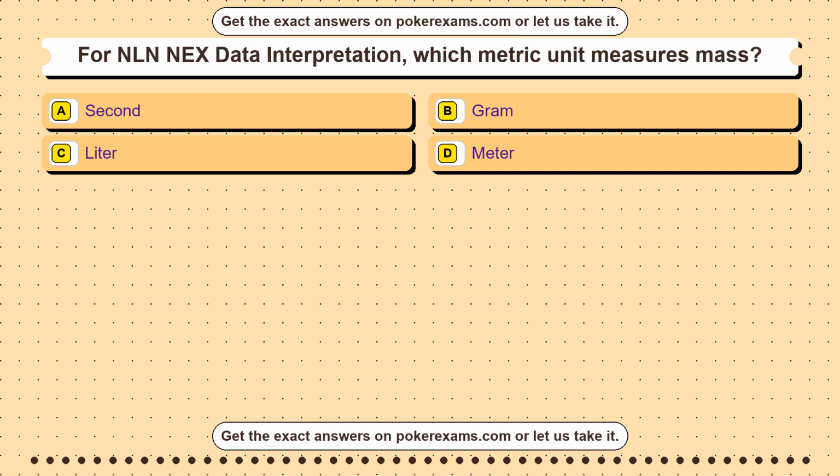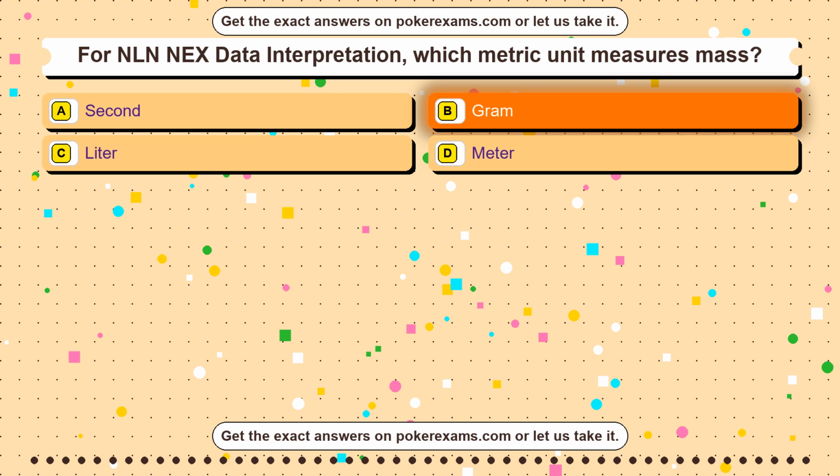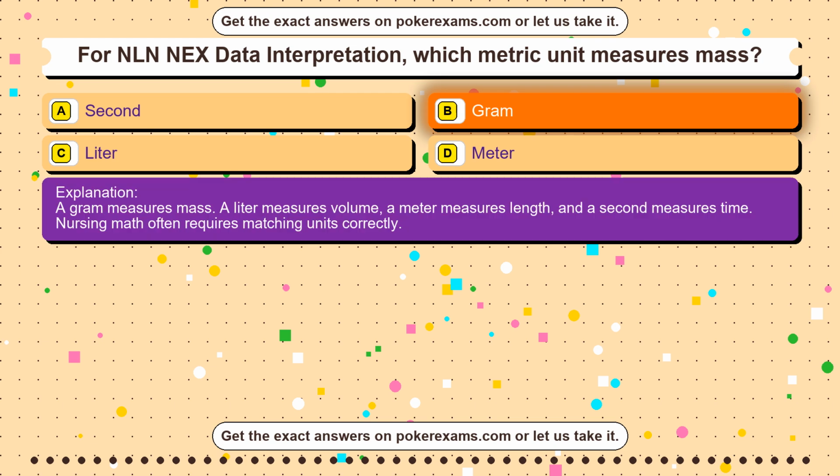Question 12. For NLN NEX Data Interpretation, which metric unit measures mass? Option A. Second. Option B gram. Option C liter. Option D meter. The correct answer is option B. Gram. A gram measures mass. A liter measures volume, a meter measures length, and a second measures time. Nursing math often requires matching units correctly.